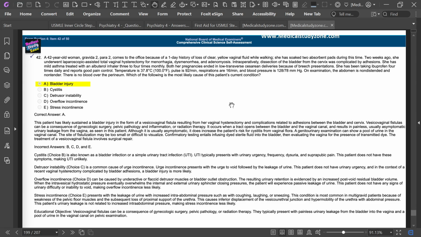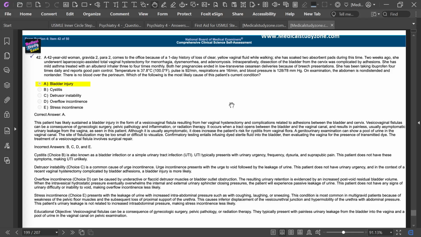The site of fistulization may be too small or difficult to visualize. Confirmatory testing entails infusing dyed sterile fluid into the bladder, then evaluating the vagina for the presence of transmitted dye. The treatment of a VVF involves surgical repair.